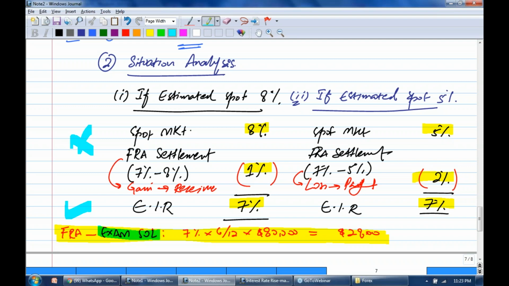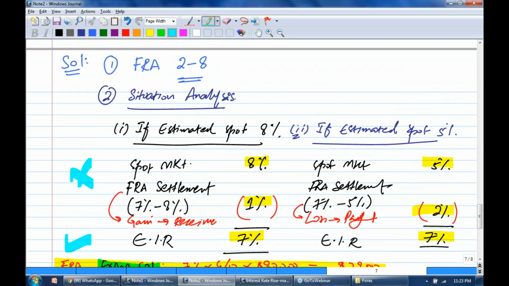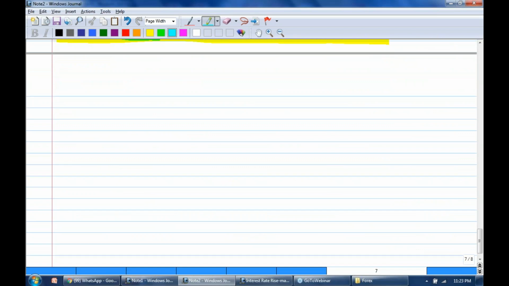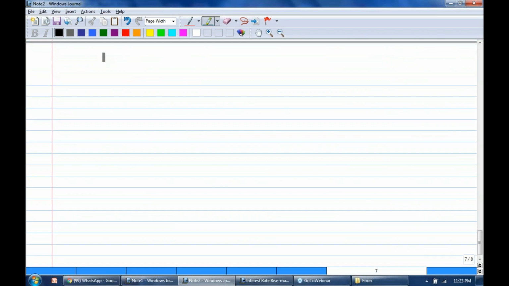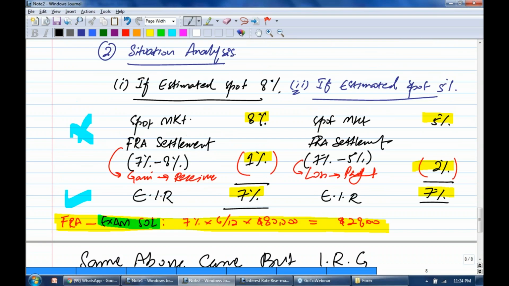Okay. Another important thing, candidates, listen here. This is FRA. I wanted to add one thing in this question. Same above case, but interest rate guarantee. IRG, interest rate guarantee.